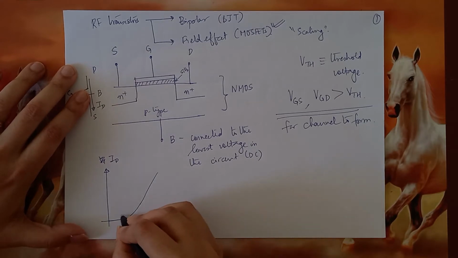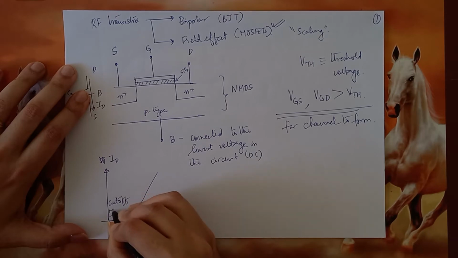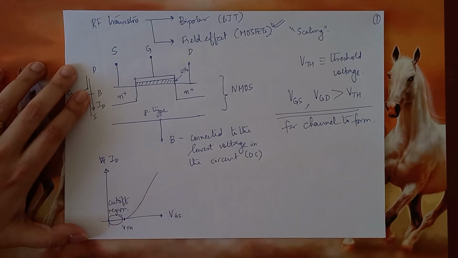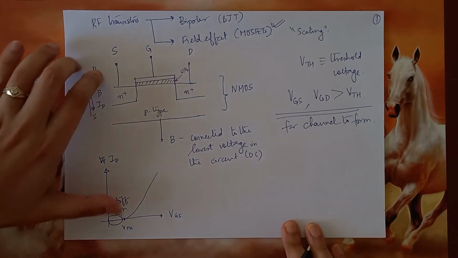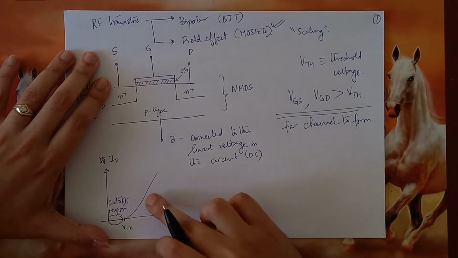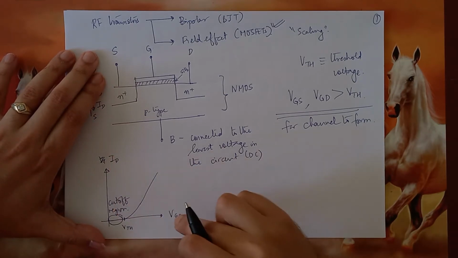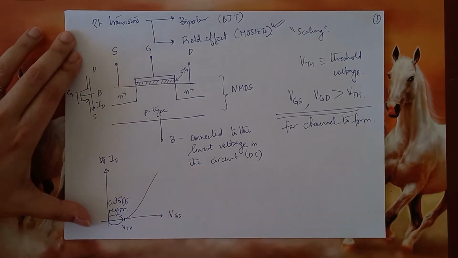So this region is called the cutoff region, and the MOSFET is not of much use in this region. However, we know that the drain current depends directly on VGS, or the gate to source voltage.